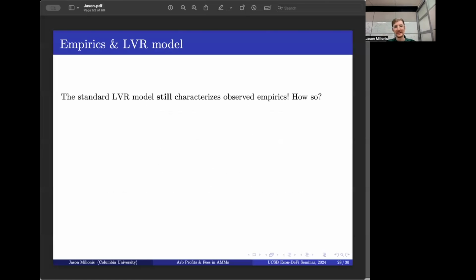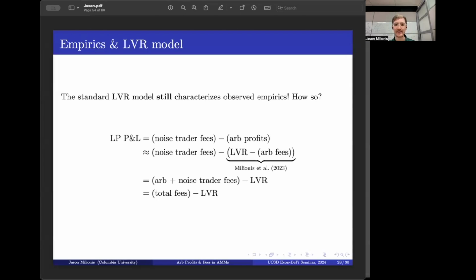So let me now go into how this relates to the empirics that we saw before. A good question that some of you might have is how it is even possible that the standard LVR model still characterizes the observed empirics. Again, the empirics we saw before did not include any modeling of the trading fees for arbitrageurs, and yet, as you saw, the hedged returns were virtually identical to the model that we have. So how is this possible? Let's do some calculations and see why.